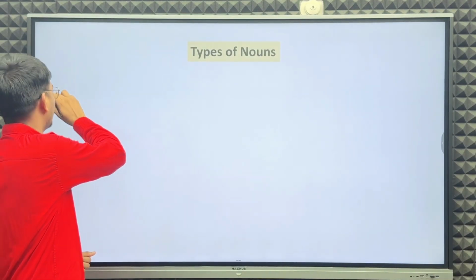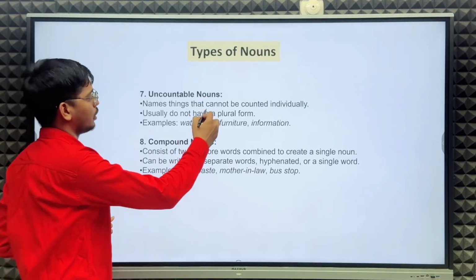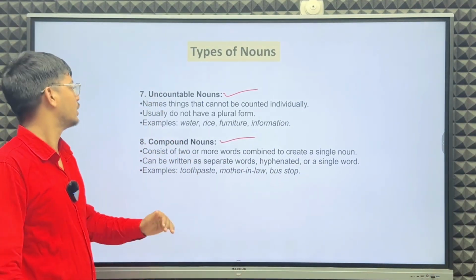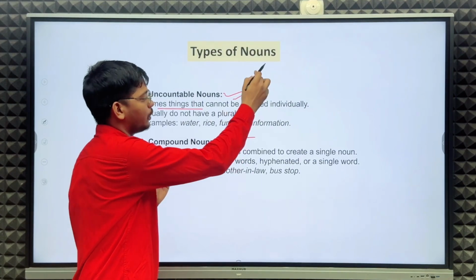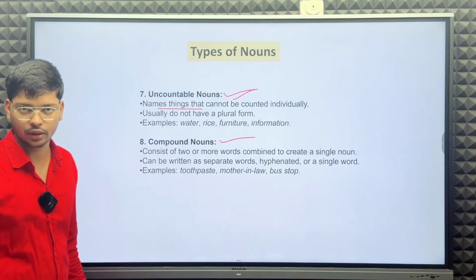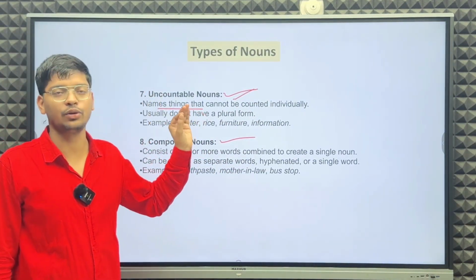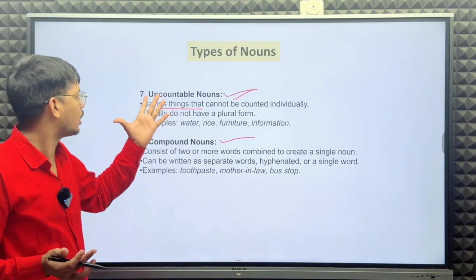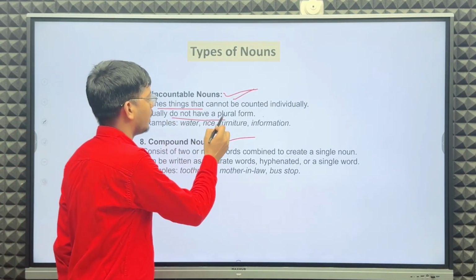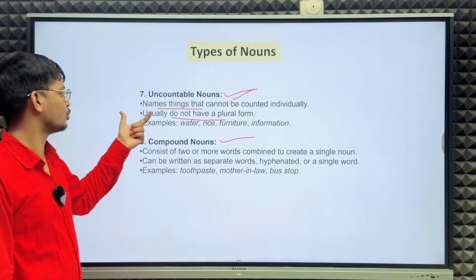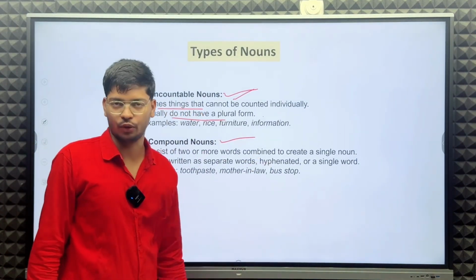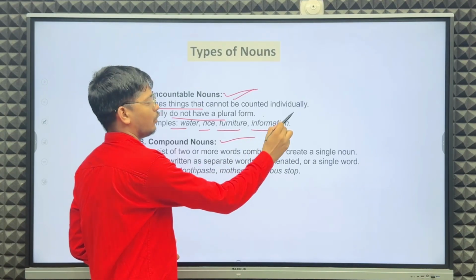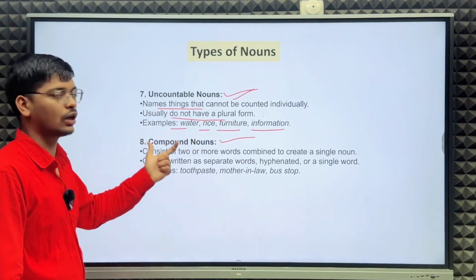Let's see the next types of nouns: uncountable nouns and compound nouns. Uncountable nouns name things that cannot be counted individually. They usually do not have a singular form, like water, rice, furniture, information. They are all uncountable nouns.